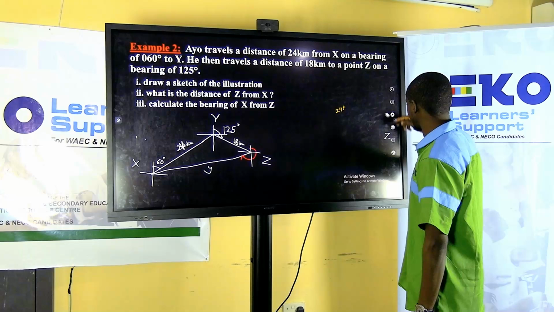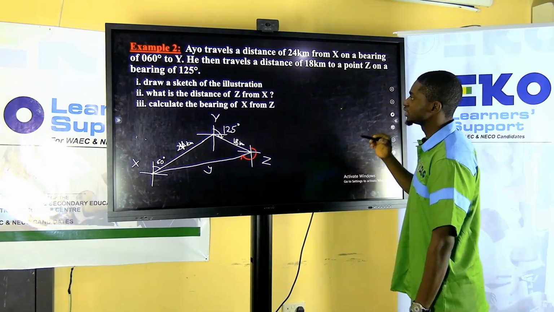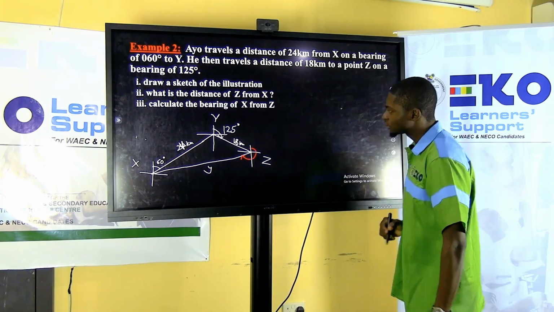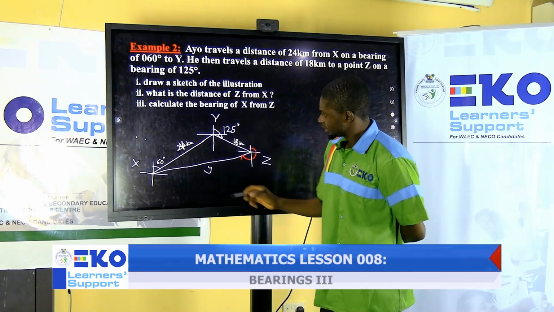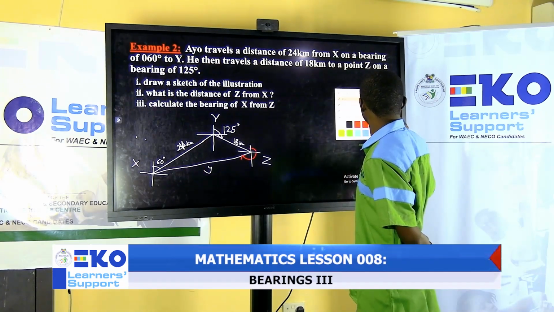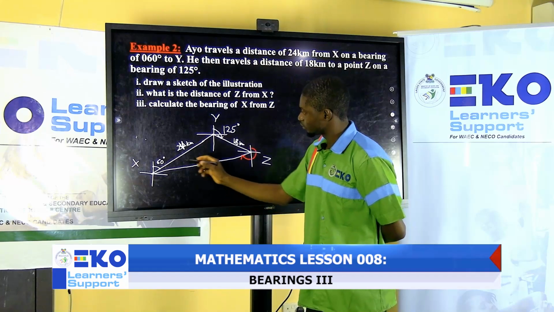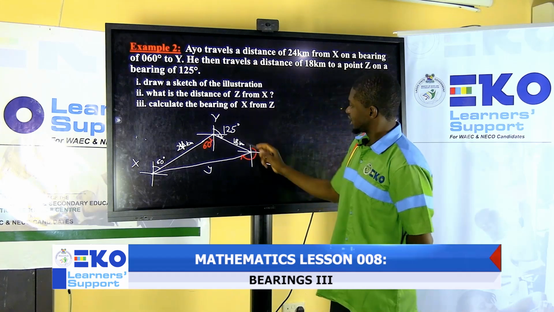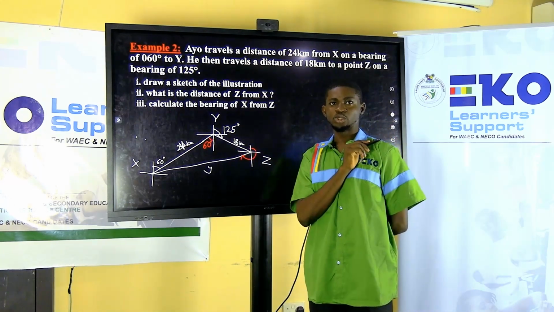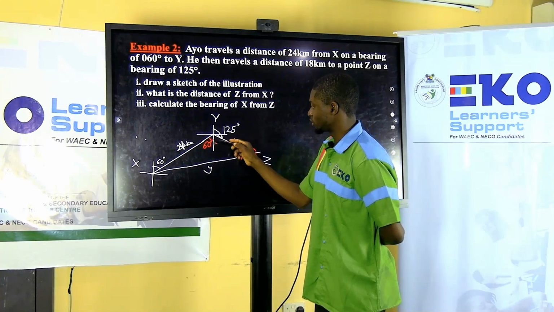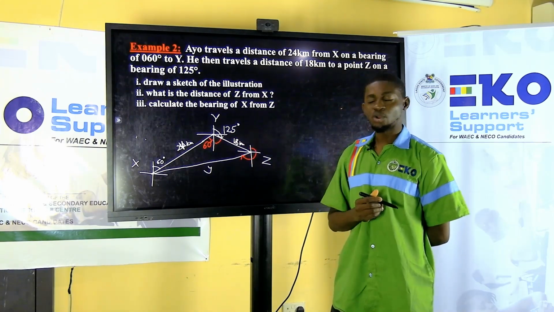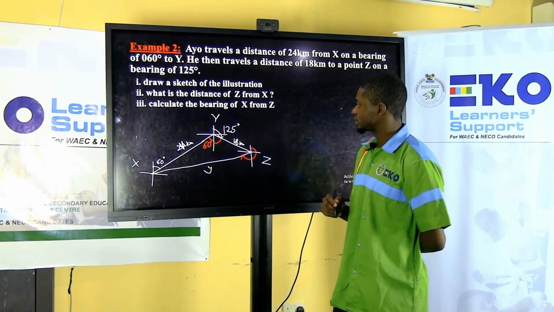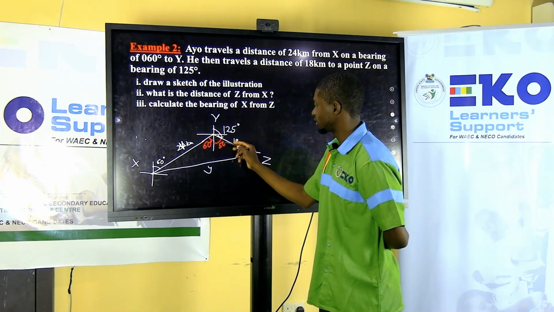We are done with question 1. The second is, what is the distance of Z from X? Let's now think about this. This is 60. Remember, we've said that if this is 60, that means this place is 60. Take note of that, alternate angles. If this is 125, what is left for 125 to complete 180? That is what this place will be. So take 125 from 180, we are left with 55 degrees.